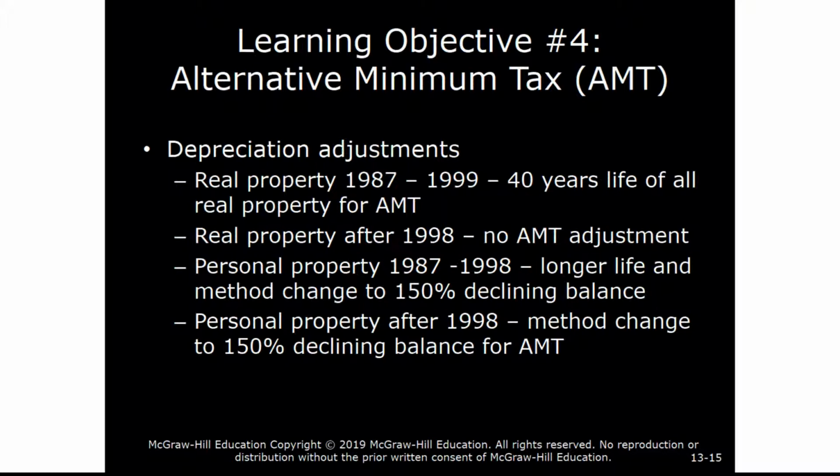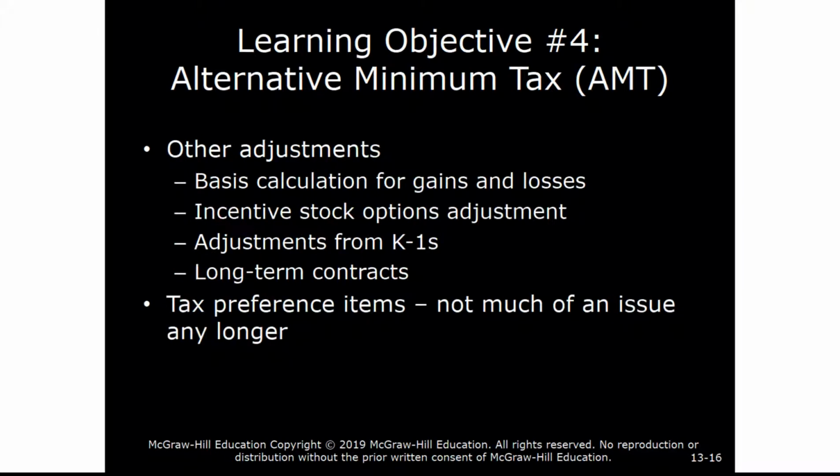If we depreciated on our tax form, for example, a Schedule C business, there's no adjustment to that depreciation because it's essentially straight line. However, personal property after 1998, we do have to reduce the method from, for example, if it was 200% double declining or twice straight line, we have to reduce it to 150% declining balance for AMT purposes. So here we're losing part of our deduction for depreciation.